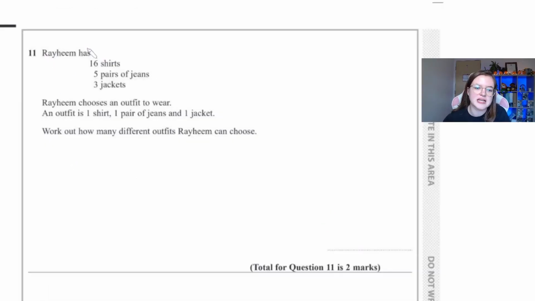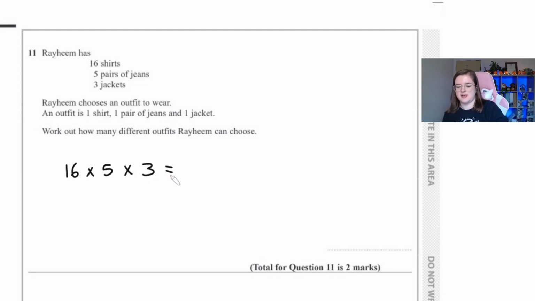Question 11. Raheem has 16 shirts, 5 pairs of jeans and 3 jackets. Raheem chooses an outfit to wear. An outfit is 1 shirt, 1 pair of jeans and 1 jacket. Work out how many different outfits Raheem can choose. So this is a product rule for counting question, which means that you just times them all together. Easy peasy. So you do 16 by 5 by 3.